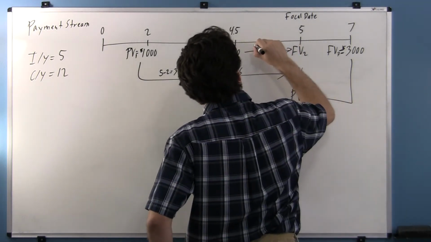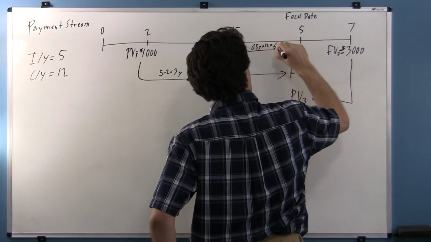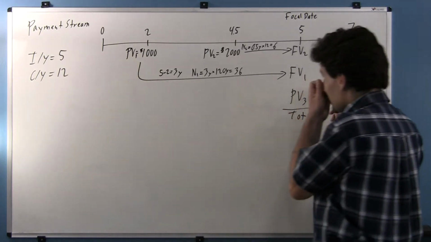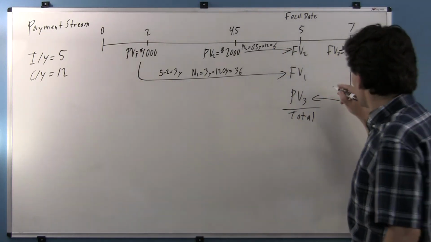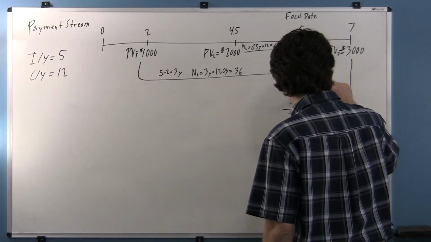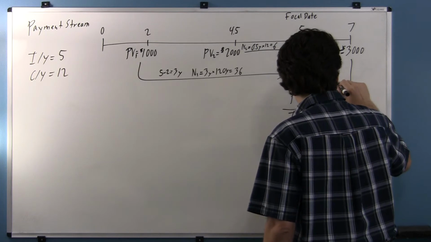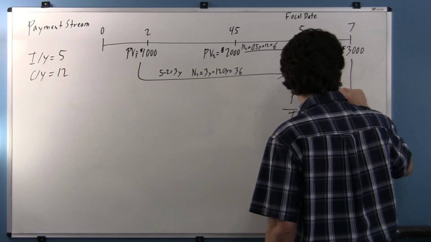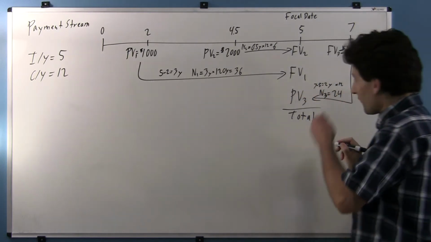This is 0.5 years times 12. That's going to be an N. So here, this N2 is going to be equal to 6. It's just 6 months, half of a year. And this, 7 minus 5 equals 2 years times 12. N3 is going to be equal to 24. 2 years, 24 months.